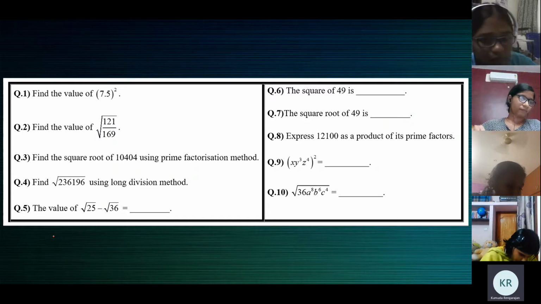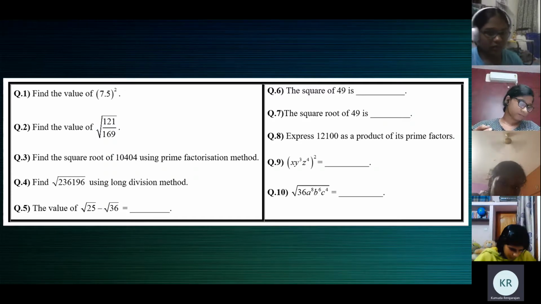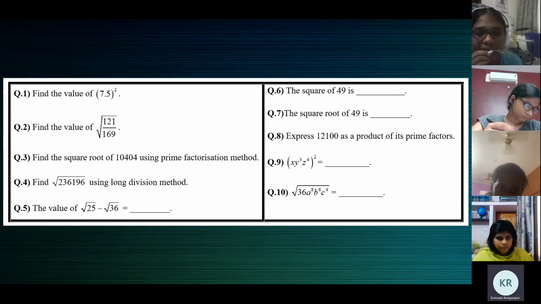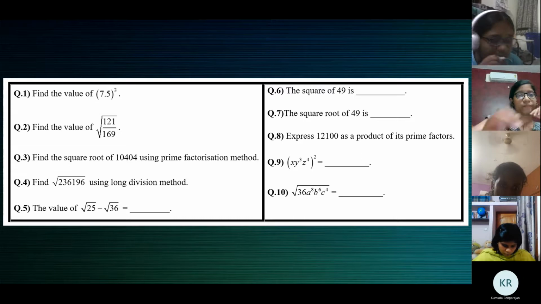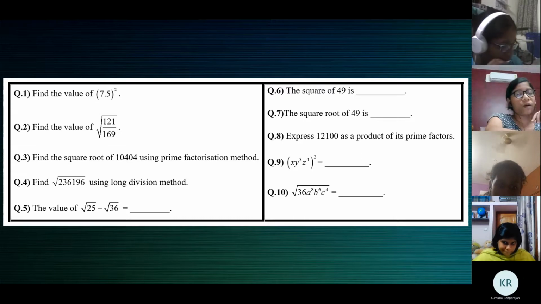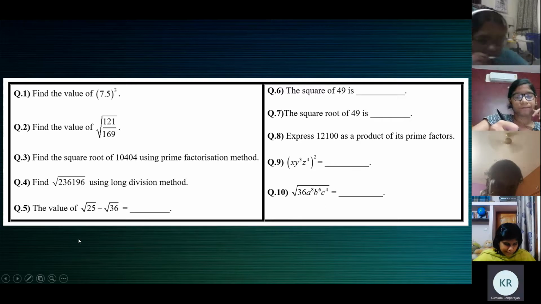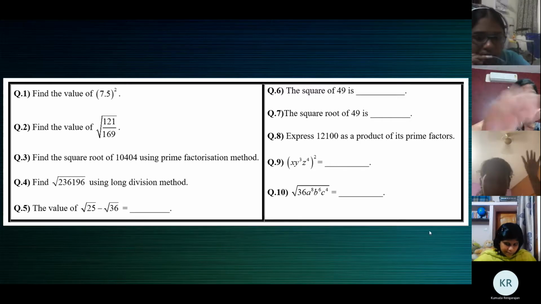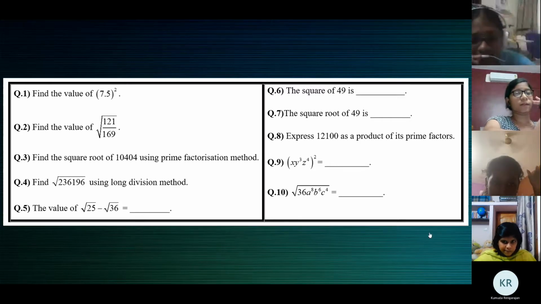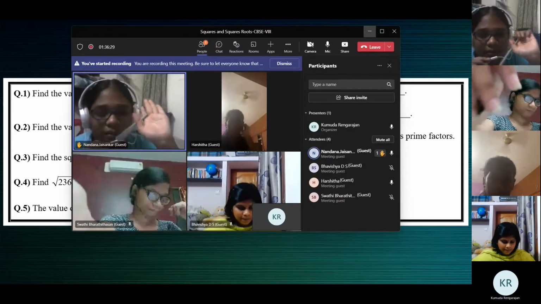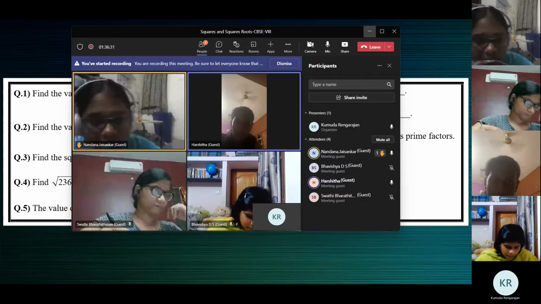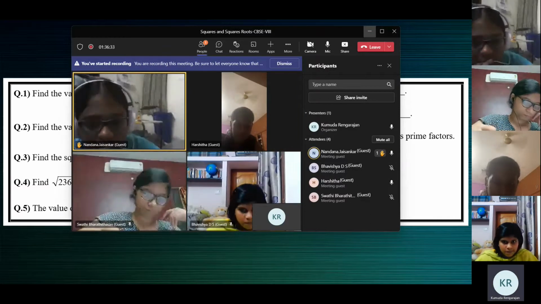Find the square root of 10,404 using the prime factorization method. What is the square root? 102. How many of you got 102? Ma'am, myself, Swati, I got. Swati got 102. Who else? Harshita also got 102. Very good.